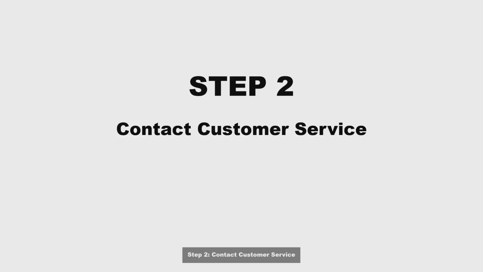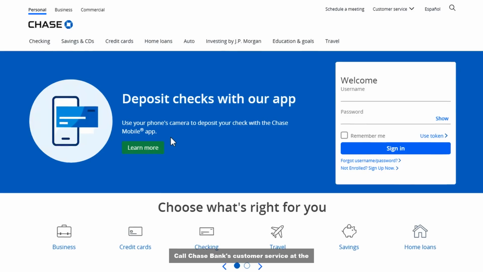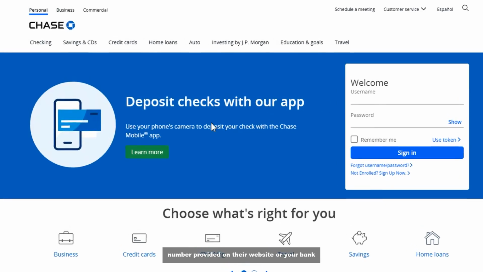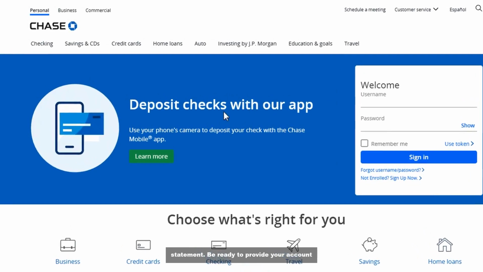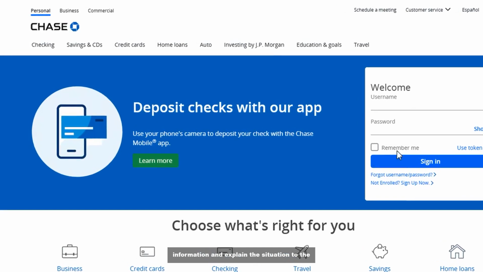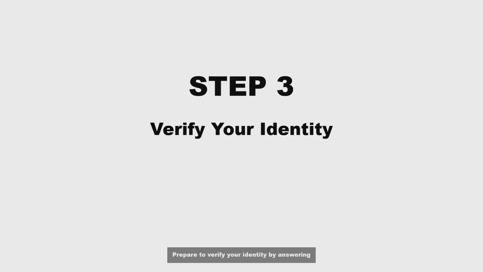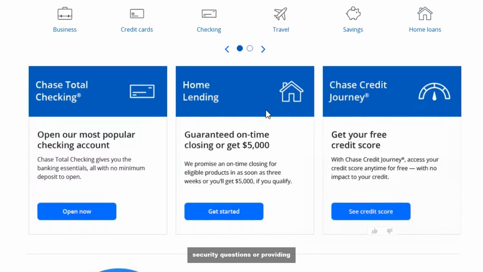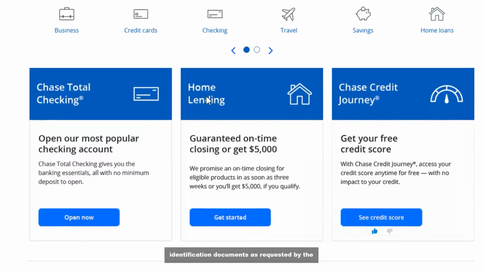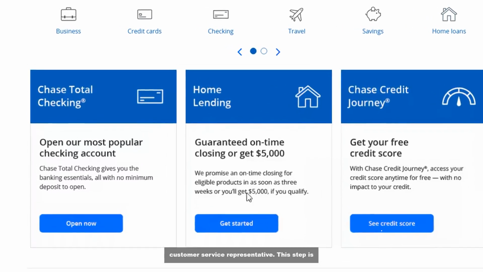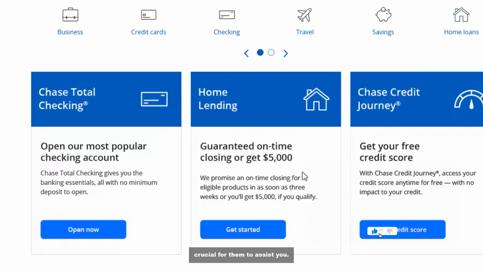Step 2. Contact customer service. Call Chase Bank's customer service at the number provided on their website or your bank statement. Be ready to provide your account information and explain the situation to the representative. Step 3. Verify your identity. Prepare to verify your identity by answering security questions or providing identification documents as requested by the customer service representative. This step is crucial for them to assist you.